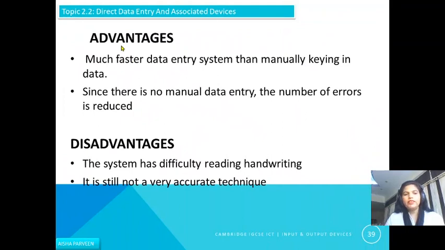What are the advantages? Much faster data entry than manually. Since there is no manual data entry, the number of errors is reduced. What are the disadvantages? The system has difficulty reading handwritten text. It is still not a very accurate technique.